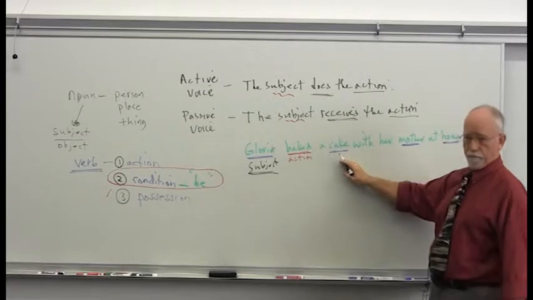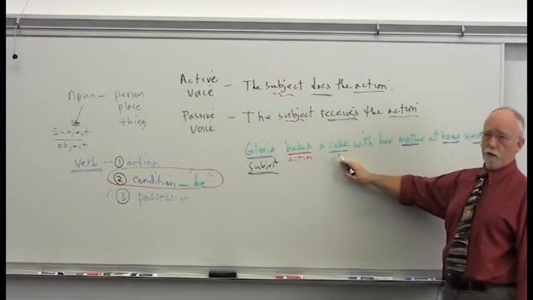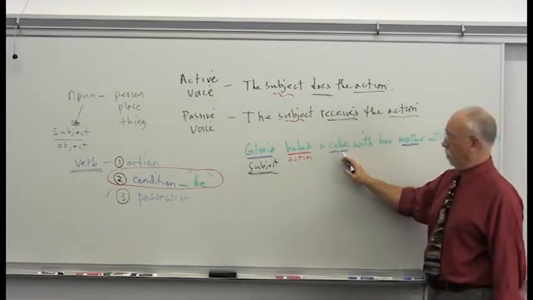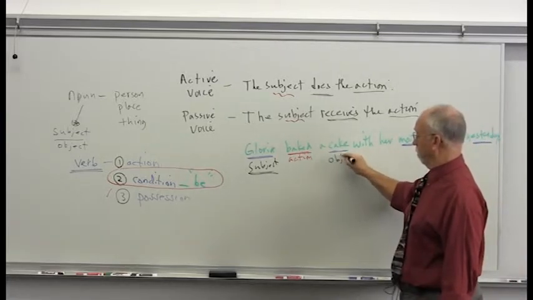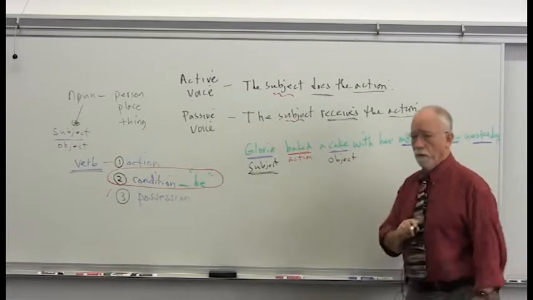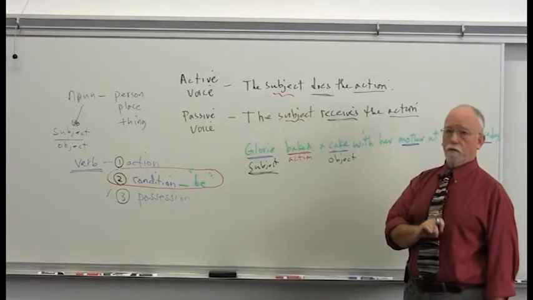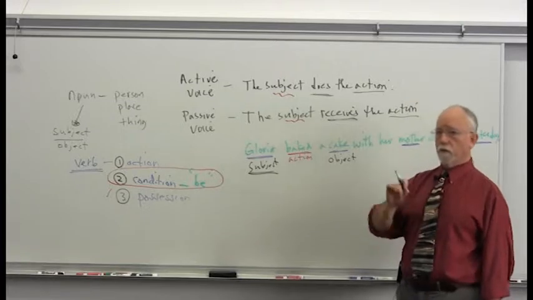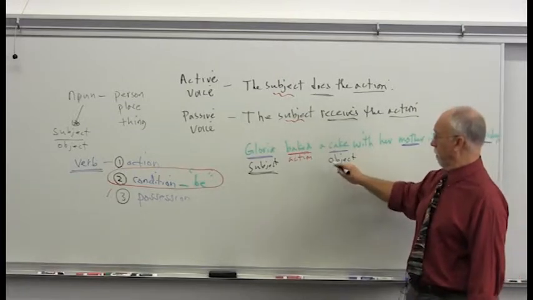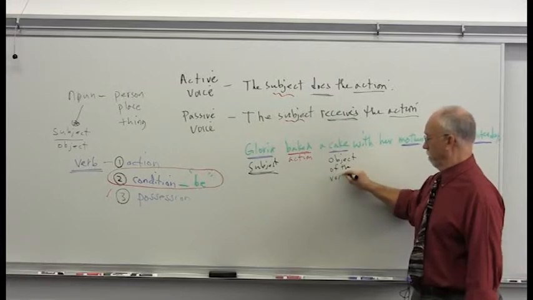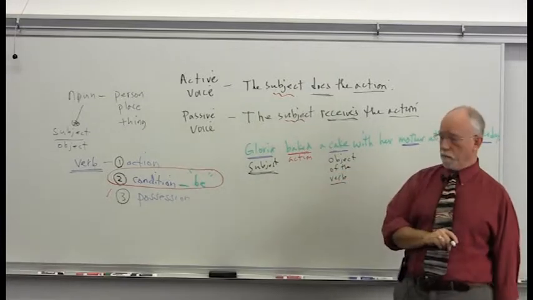Now what about cake? Is this a subject or is this an object? If it's a noun, it has to be one of those two. And so we can see, well, this is the object. But if it's an object, what is it the object of? So in order to be an object, it has to be an object of something. And in this case, we can see that this is the object of the verb. So that's our object of the verb.